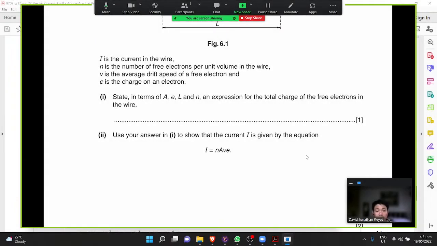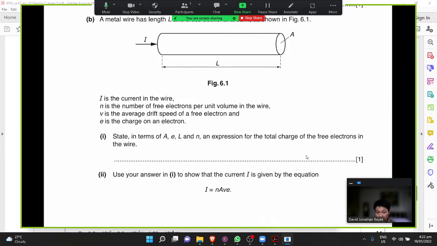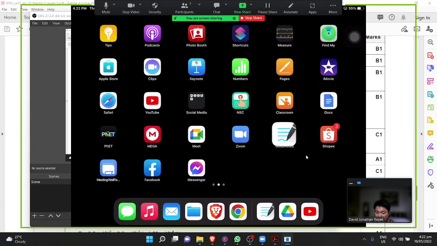All right, here we have a problem where we want to get an expression that will represent the total charge of free electrons in the wire using just the terms of A, E, L, and N. Now, in order for us to do that, we need to understand first what those symbols are. So A stands for the cross-sectional area of the wire, L is the length of the wire, E is the charge of a single electron, and N is the number of free electrons per unit volume in the wire.